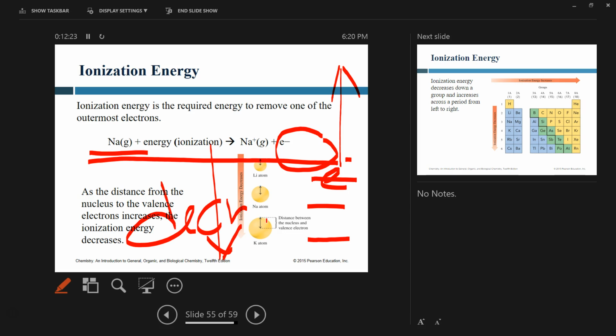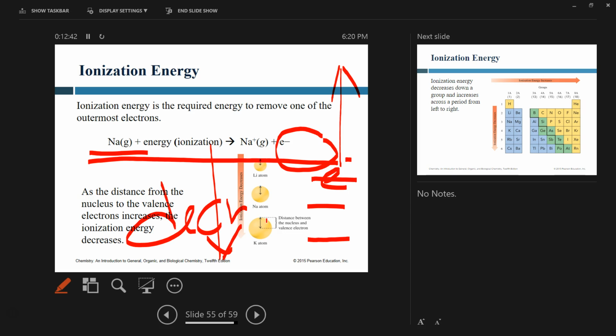Is it correct to say that helium has the most ionization energy? Yes, it is absolutely correct to say. You're absolutely right. For helium, the ionization energy will be the absolutely highest, and we'll see it in a minute.